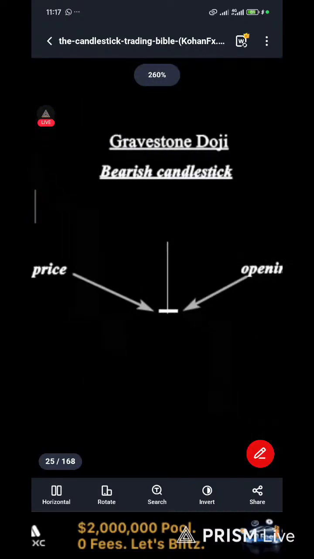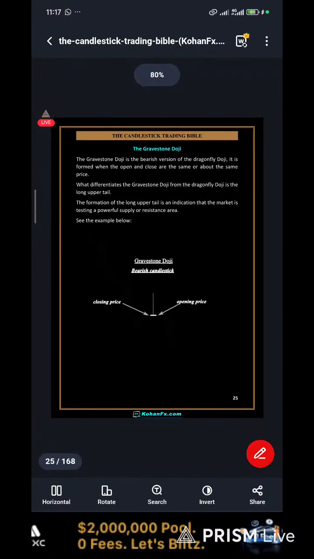It doesn't act that way. Okay, this is a bearish candlestick. When it forms at the resistance level, understand, when it forms at the resistance level, the market tends to turn down. That shows that the sellers are in control of the market, not the buyers.